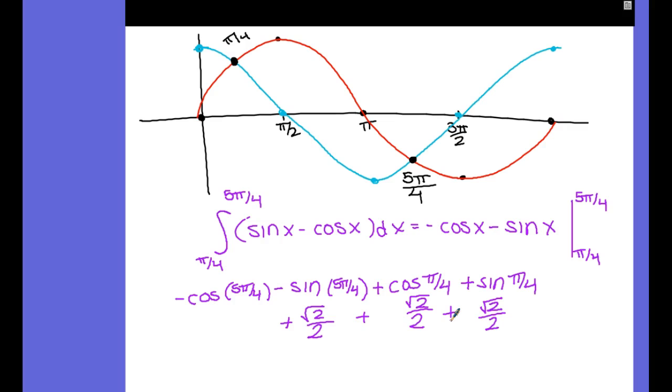How about cosine? Where's cosine 5π/4? Also in the third quadrant, which also makes it negative to start. So negative root 2 plus negative root 2, root 2 plus root 2 plus root 2 plus root 2, 4 root 2 over 2, so 2 root 2.